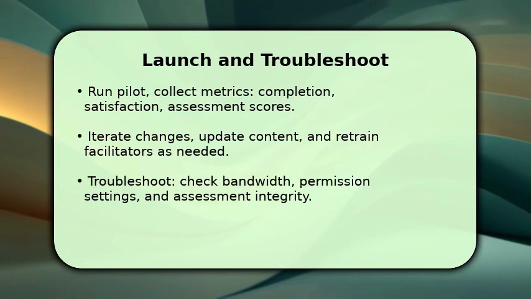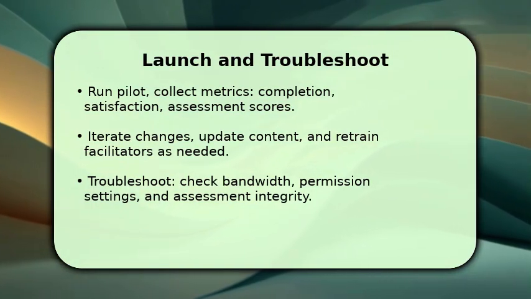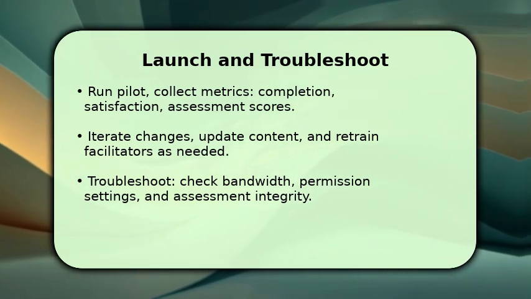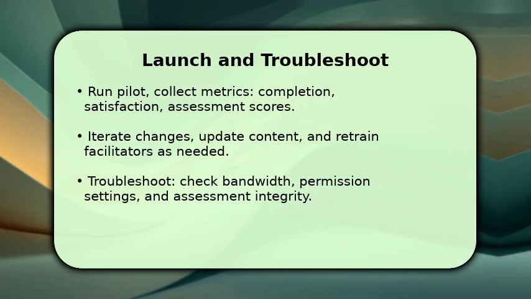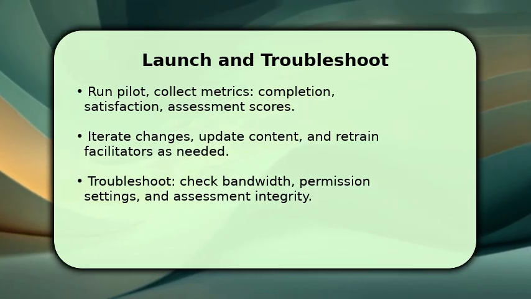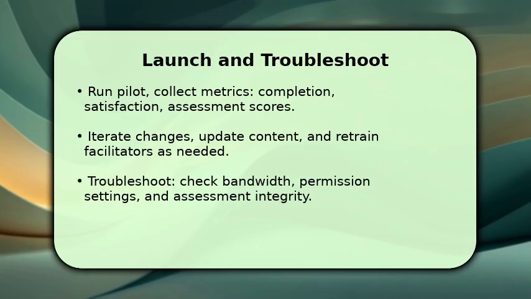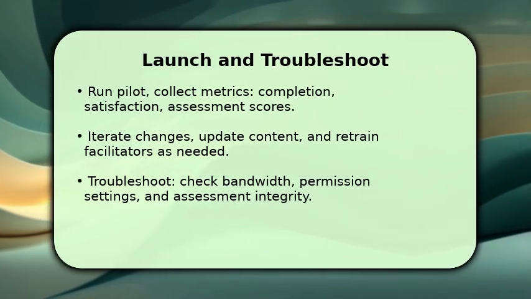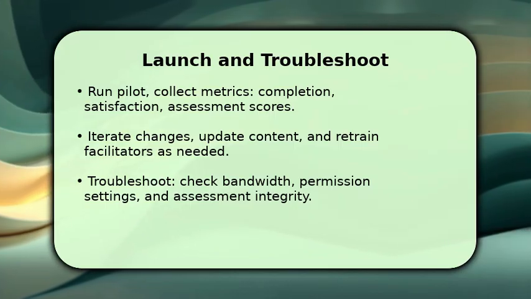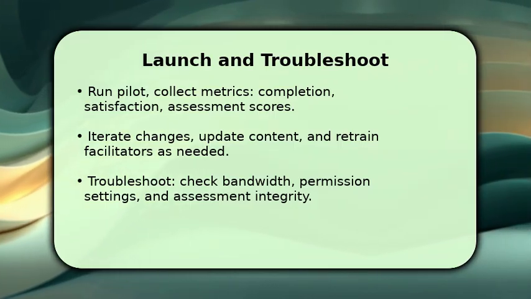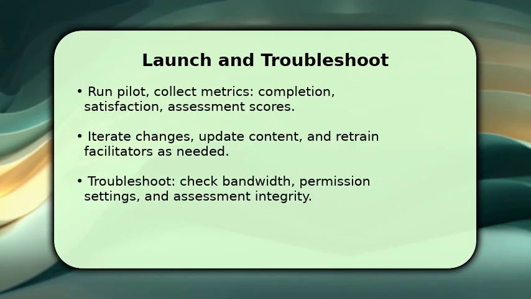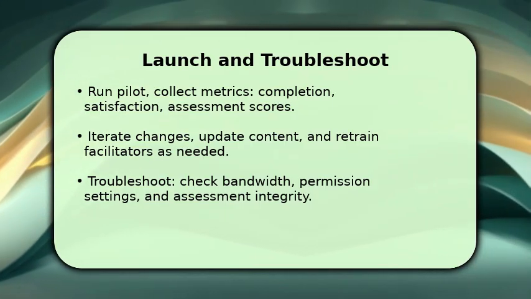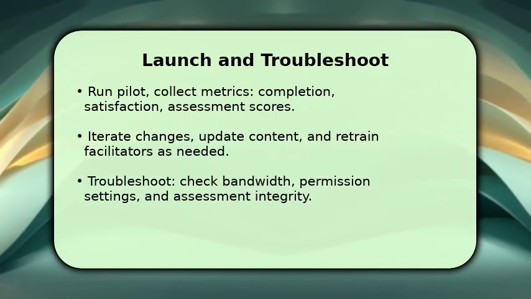You launch the pilot, monitor completion rates, scores, and learner feedback to know what to refine. Once you collect data, prioritize fixes that impact learning most and deploy updates quickly. Make sure to retrain facilitators on changes. For final rollout, stagger cohorts to control load and refine support documentation. If things go wrong, first check tech, bandwidth, permissions, and assessment settings. Resolving those usually restores function and preserves learner trust while you implement deeper fixes.